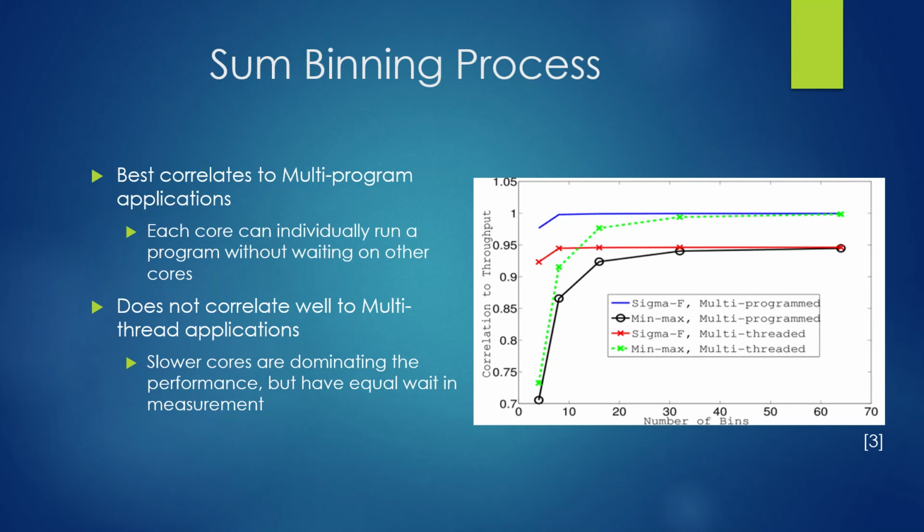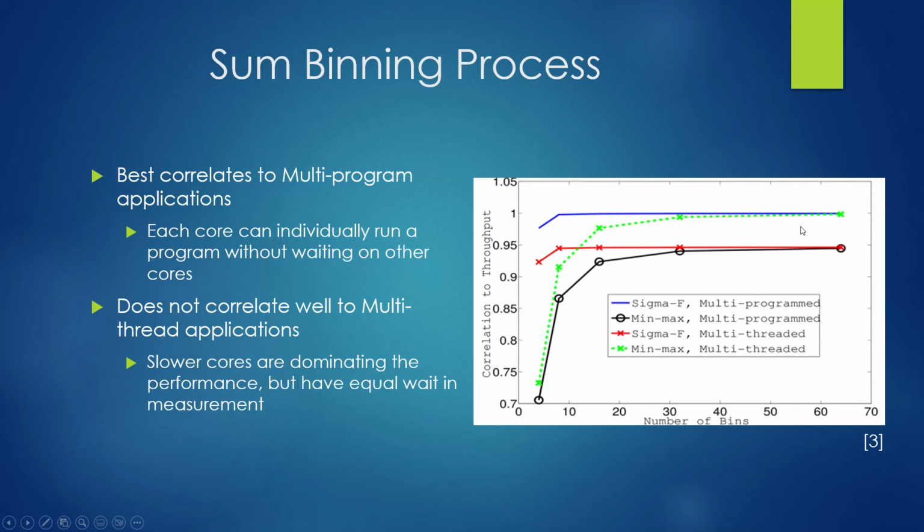So logically, this correlates better in the opposite fashion as the min-max method. So this better correlates to the multi-program application, where there are multiple individual programs running on each core and not interacting with one another. Therefore, the slow core does not have an effect on a faster core doing its own separate processing. But it does not correlate well to multi-thread applications, where the slower core really does dominate the performance. But in this sum binning method, it has an equal weight in the measurement.